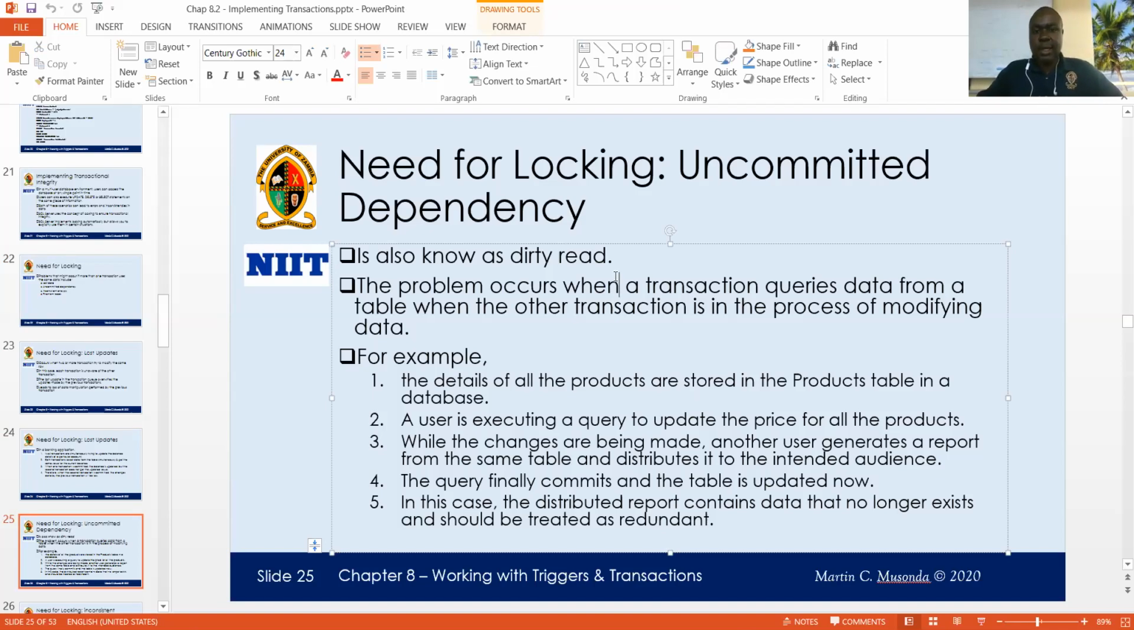The second is uncommitted dependency. This is also called a dirty read. This problem occurs when a transaction queries data from a table when another transaction is in the process of modifying the data.